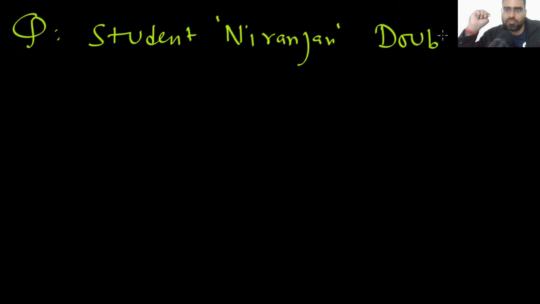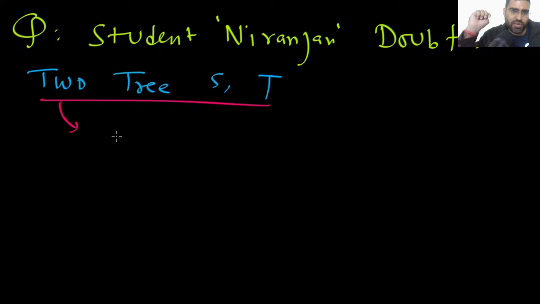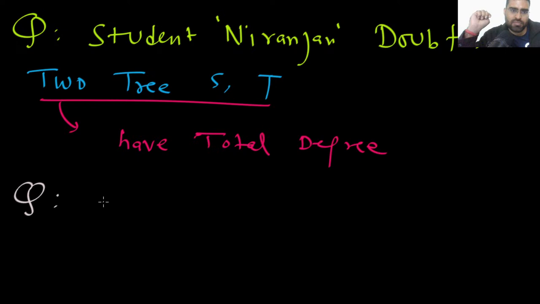So you have two trees, S and T. And if I give you this information, that they have the same total degree, can I say they will be isomorphic? My question is, can I say S, T are isomorphic?